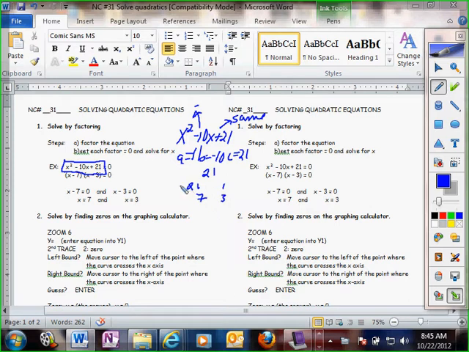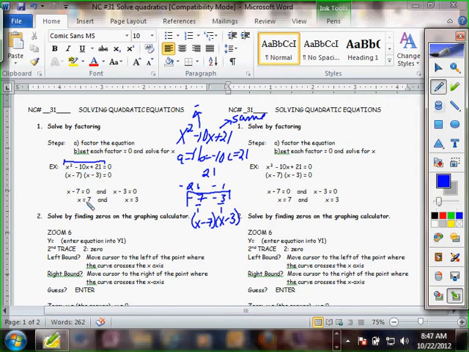And if they're both negative, which set adds to negative 10? It's these two at the bottom. So I divide by A, which is 1. And I get x minus 7 and x minus 3. And that's what I have over here. X minus 7 and x minus 3.